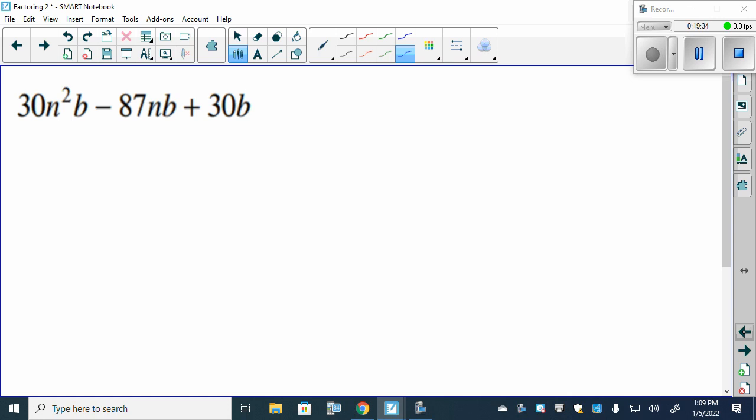30n squared b, minus 87nb plus 30b. So again, we need to find a greatest common factor to see if there is one between these three terms. 3, yes, goes into all three. 3b will go into all three of these here.